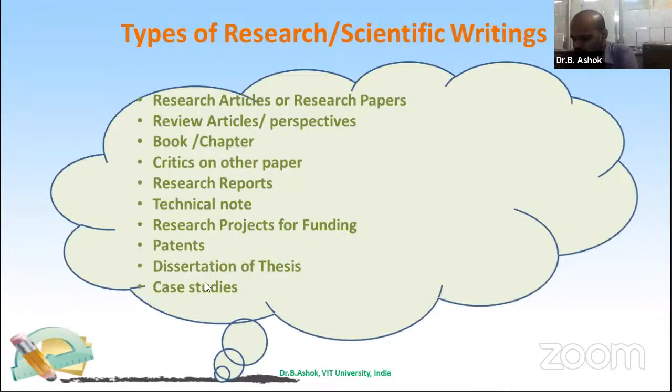So if you see in research, especially academic research or industrial research, whatever the research, finally it does not only end up in a publication. Sometimes it will just end up in a report, or sometimes it is a starting point for the next project proposal, or sometimes it is merely to award the degree. So like that, if you see scientific writings, they can be classified into many types.